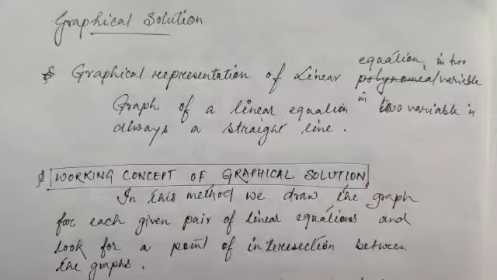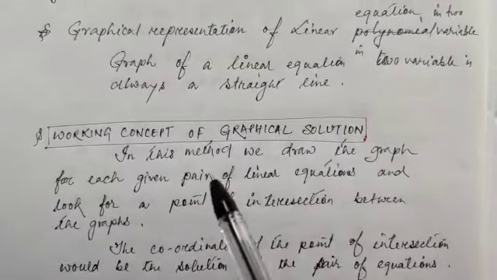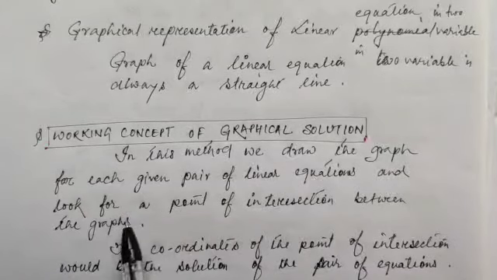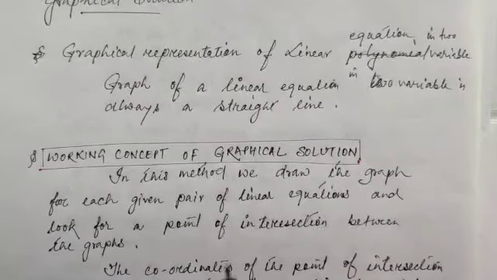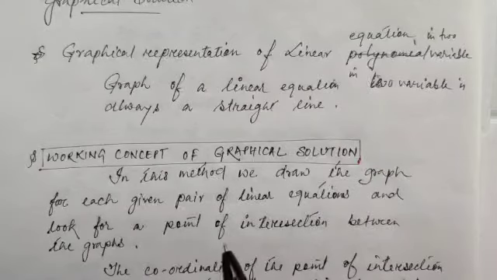Okay, so let's start the class. Graphical solutions. Let us try to know what it means. It is a method where we draw the graph of the given linear equations, and we look for a point of intersection between the graphs. Since here we discuss two linear equations in two variables, we will have two intersecting lines.